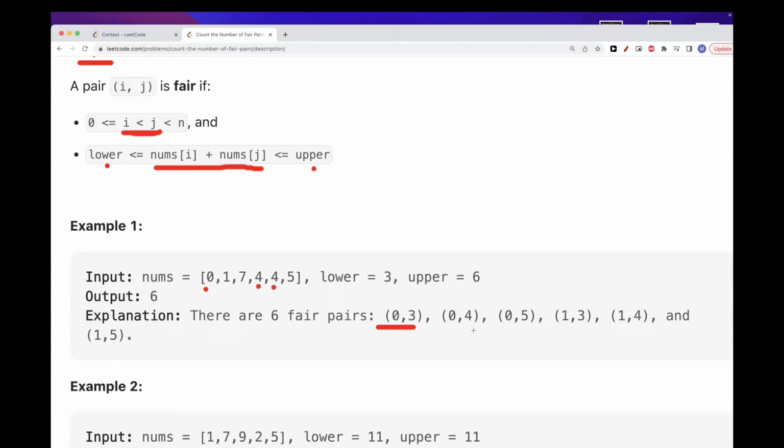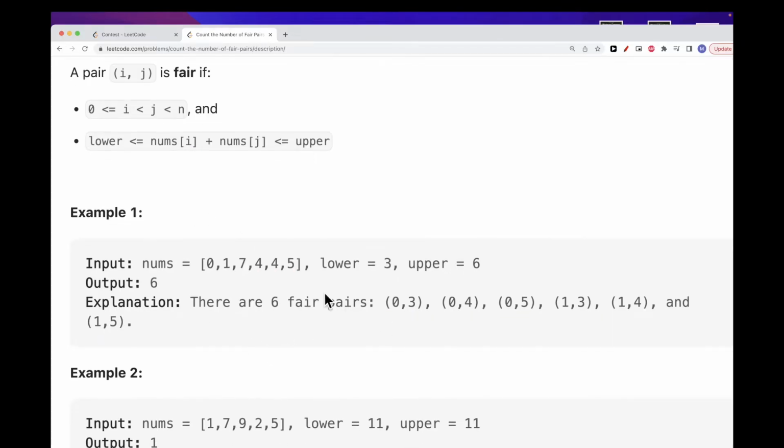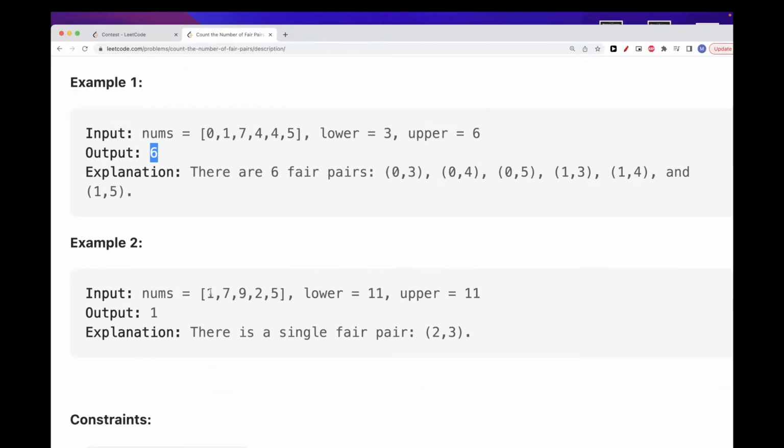And then 0 and 4 also, that's a valid one. 0 and 5. 5 is between 3 and 6. 1 and 3, right? That's basically 1 plus 4, which is 5, which is in the range. 1 plus 4, again, still 5 in the range. And then 1 plus 5, which is 6. 6 is in the range because this range is closed, like here and here, okay? So the total number of these pairs is 6. So pretty straightforward to visualize.